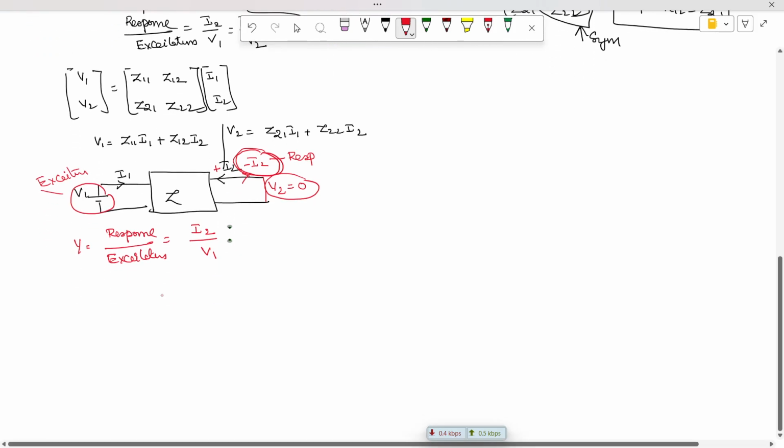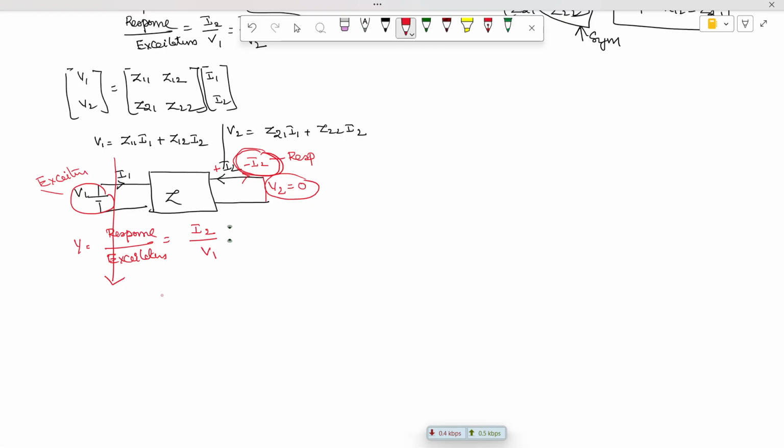Now in these equations we are going to substitute these two modifications. V1 is equal to Z11 I1, and since I2 is reversed, it becomes negative: minus Z12 I2. In the other equation we make V2 equal to 0, so 0 is equal to Z21 I1, and I2 value is minus, so minus Z22 I2.